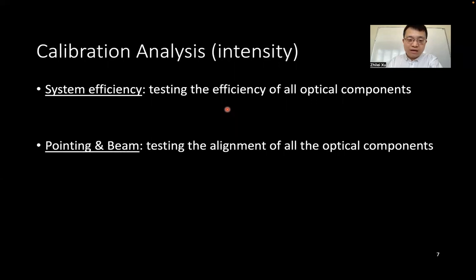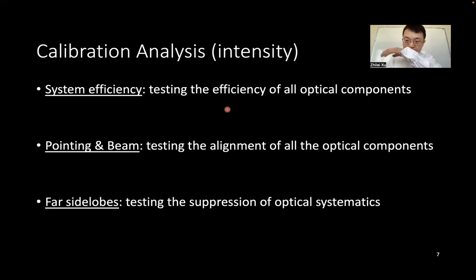And then after that, we need the pointing and also the beam. Basically, this is testing the alignment of optical components. It's like a digital camera. If it's not aligned very well, the picture we take will be a little bit blurry and not very sharp. This is basically testing that. Because we build the instrument ourselves, everything here we need to check.